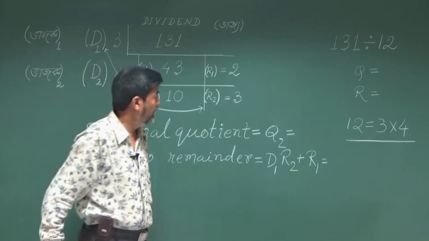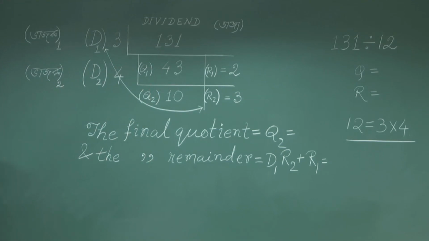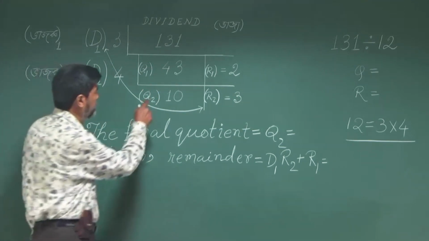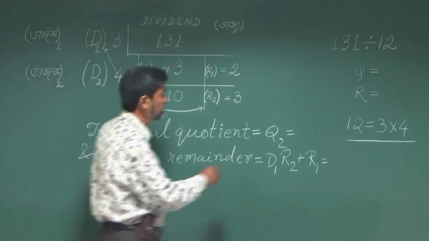Then, what is the final quotient? I claim that the final quotient would be this very Q2. The final quotient is this very Q2, that is 10.